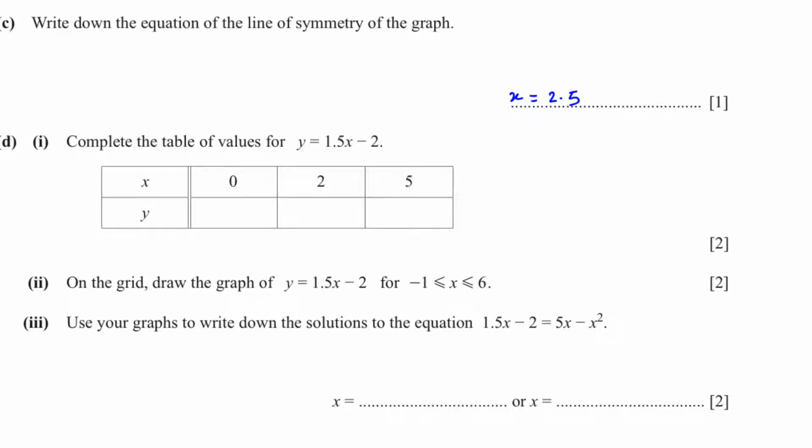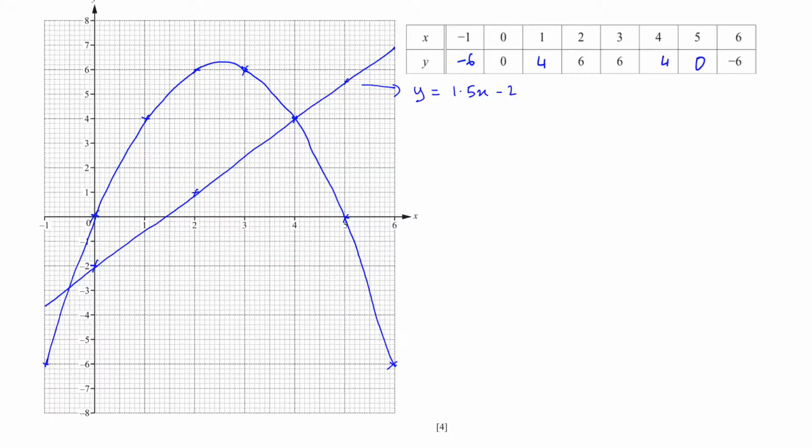In D1, complete the table of values for y is equal to 1.5x minus 2. So we are going to replace in place of x 0, 2 and negative 2 and 5. And when we do that, we'll get negative 2, 1 and 5.5. Moving on, on the grid, draw the graph of y is equal to 1.5x minus 2. This is how your line will look. Y is equal to 1.5x minus 2 when you plot it.